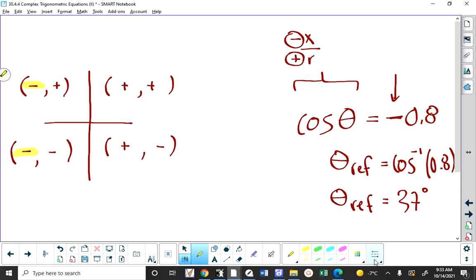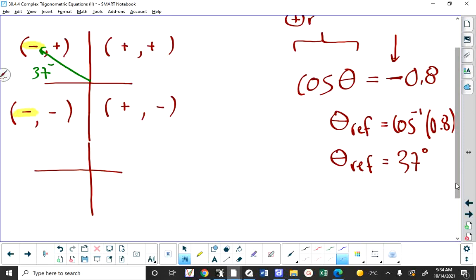So then when we draw this, we draw a reference angle of 37 degrees. And again, I really don't like drawing them both on the same grid. I think that can be confusing. And then we draw a reference angle of 37 degrees in this quadrant. So I'm going to pause there. Does that answer your question? Okay.